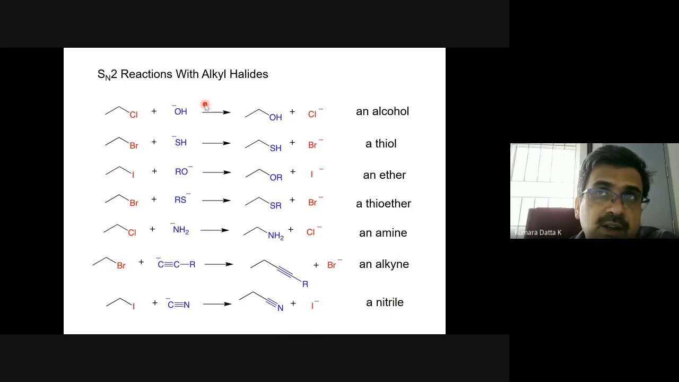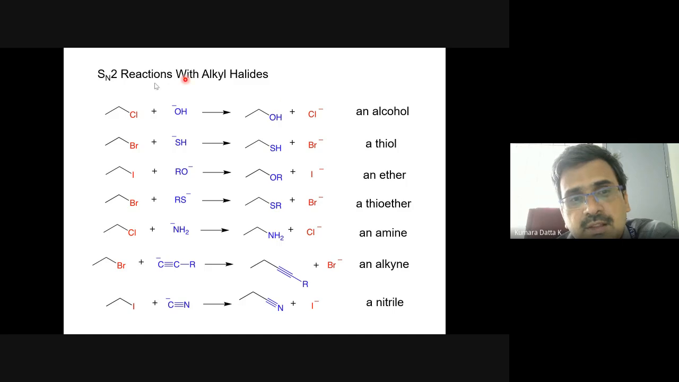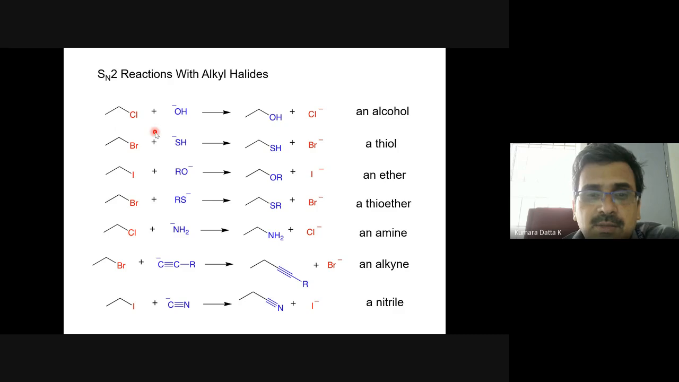SN2 is a wonderful mechanism where you can create different functional groups starting from alkyl halides. Many of you are aware of only the first one, but you can also generate such kind of molecules.